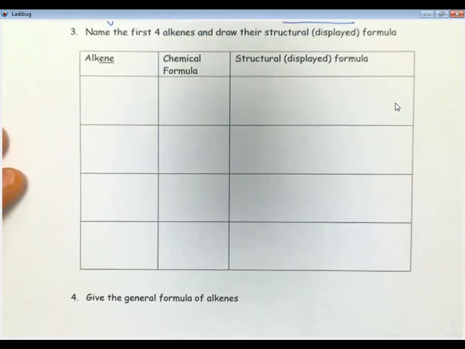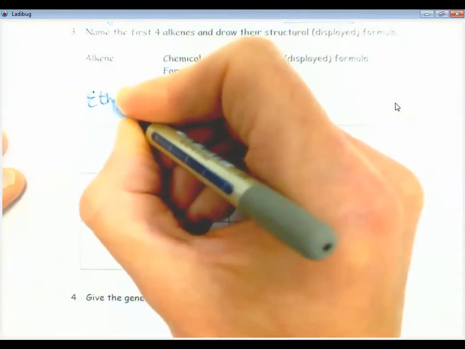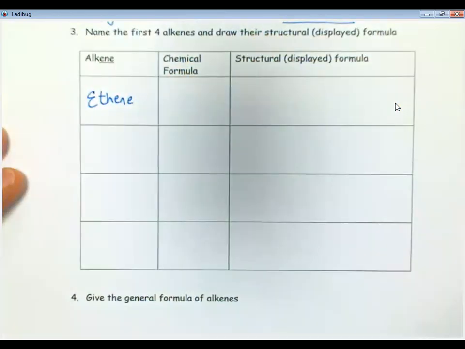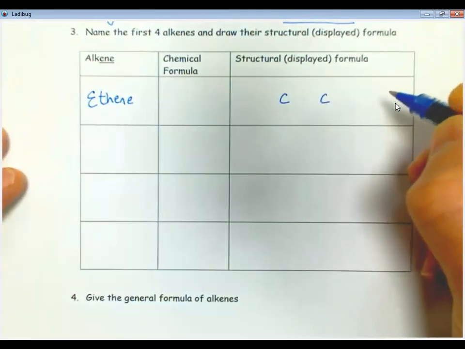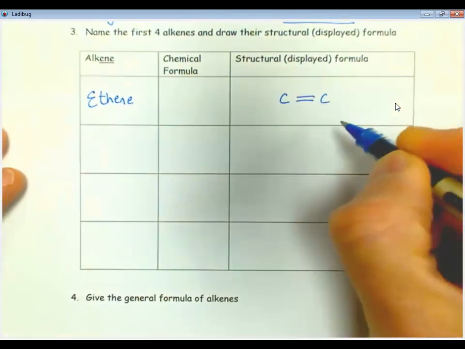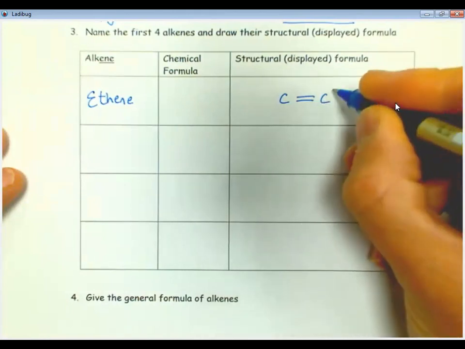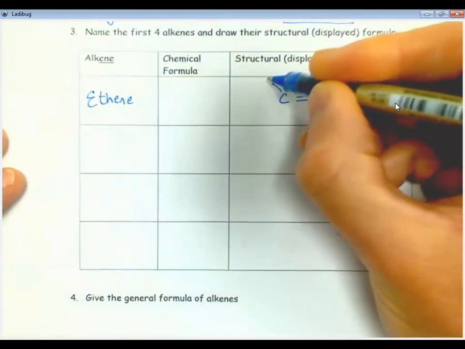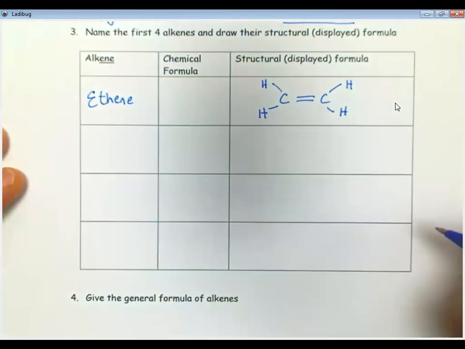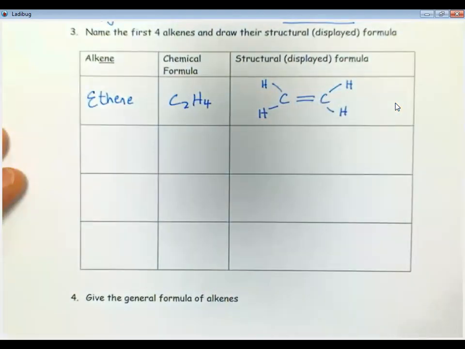Now we're going to have a look at the first 4 alkenes and name them and draw them. Now there is no methene. The first alkene is called ethene. And ethene, like ethane, has 2 carbons, but in between those 2 carbons, instead of a single bond, it's got a double bond. And now if we know that every carbon will make 4 bonds, well, this carbon has already used 2 of its bonds, so it can make 2 more bonds, 1, 2, to 2 hydrogens here, and the other carbon will do the same. So that's ethene, its chemical formula, C2H4, I think for obvious reasons.